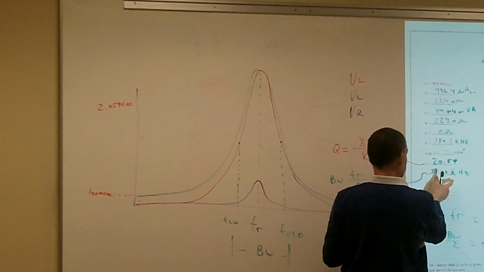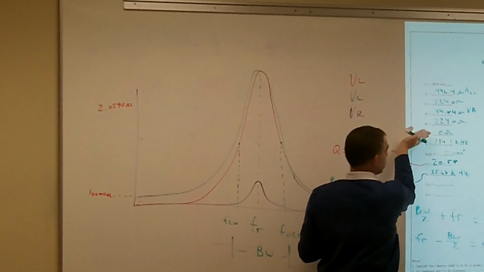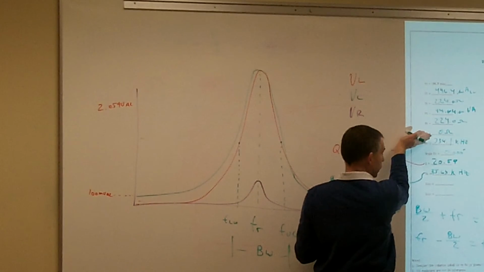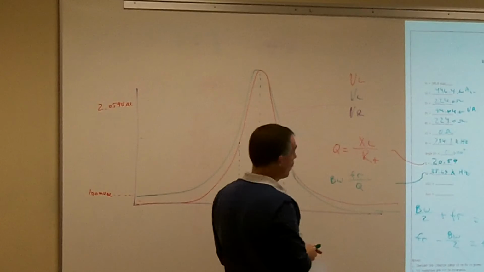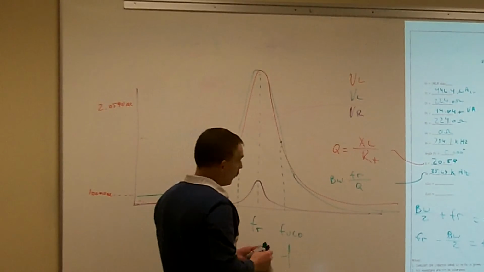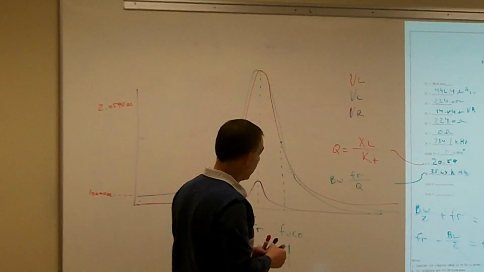So we're just taking our bandwidth, dividing it by 2, adding it to our resonating frequency, and that'll give us our upper cutoff. Subtract half of our bandwidth below it, and that'll give us our lower frequency cutoff. So what do we get for our lower frequency cutoff?